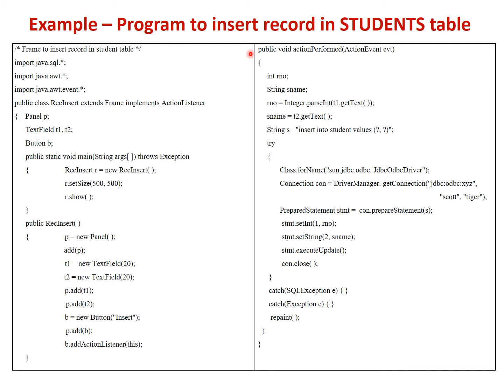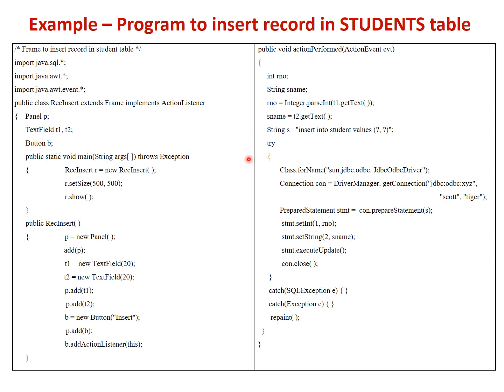In the actionPerformed method we are declaring the variable rno of type int and sname of type String, and after this rno = Integer.parseInt(t1.getText()) and sname = t2.getText(). And similarly here we are assigning the string "insert into student values(?,?)" to the variable s.